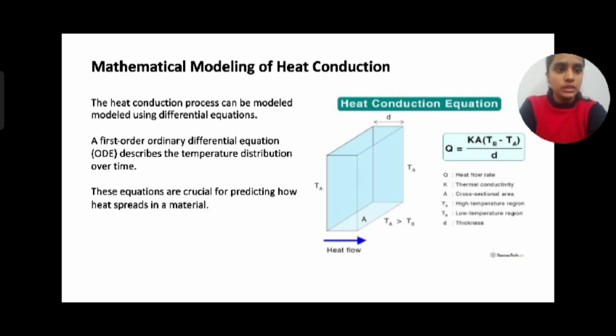Heat conduction equation: Q is equal to K A (Ta minus Tb) divided by d. Q is the heat flow rate. K is thermal conductivity. A is the cross section area. Ta is the high temperature region. Tb is the low temperature region. d is the thickness.